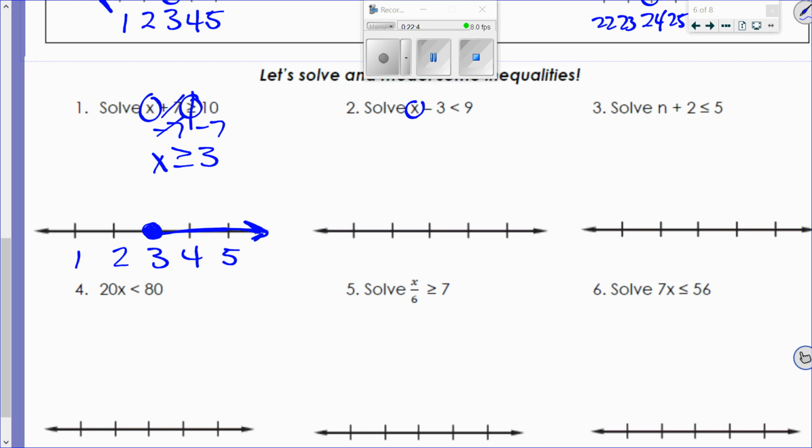Here's my variable. The opposite of subtracting 3 is adding 3. These go away. X is less than 12. So the middle of my line is going to be 12. Is 12 less than 12? No, open circle. Is 11 less than 12? Yes, it's going that direction.